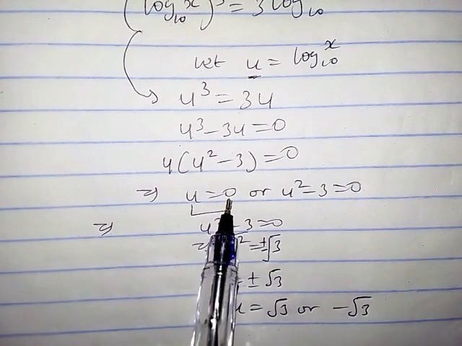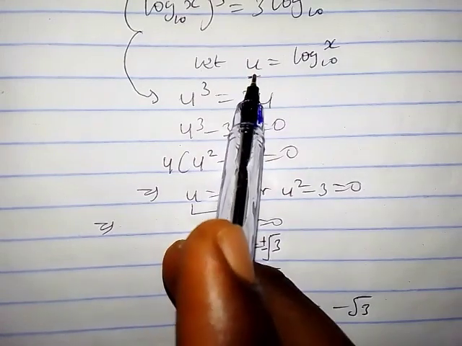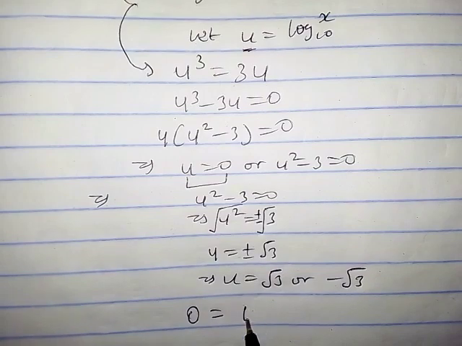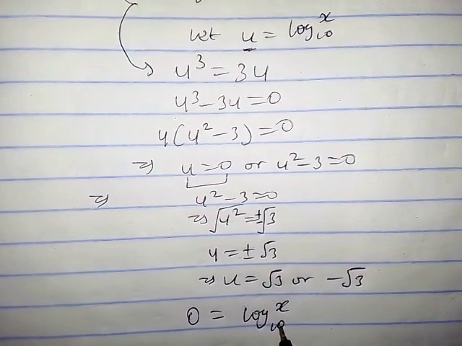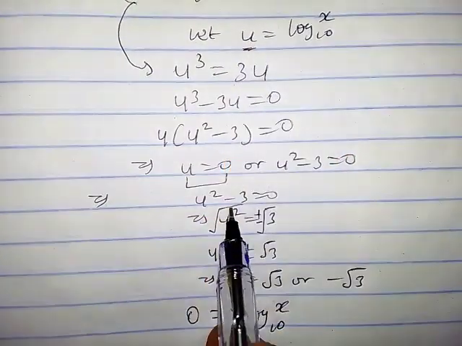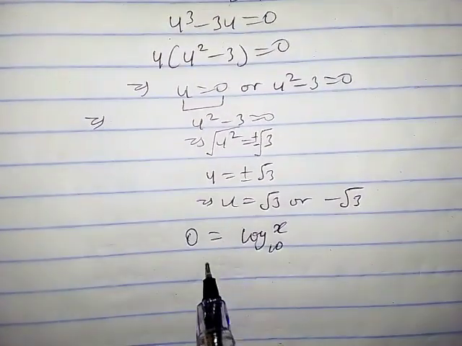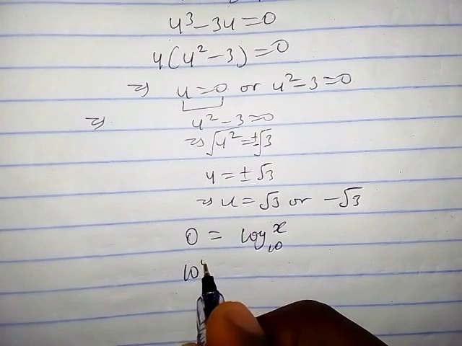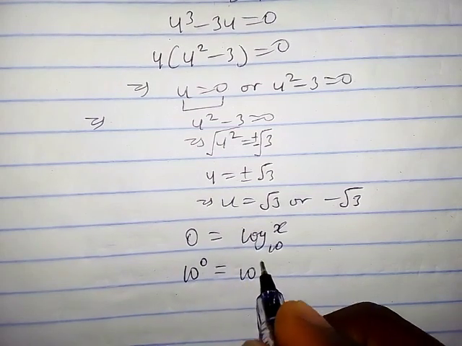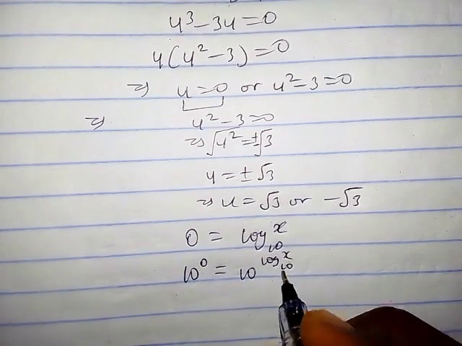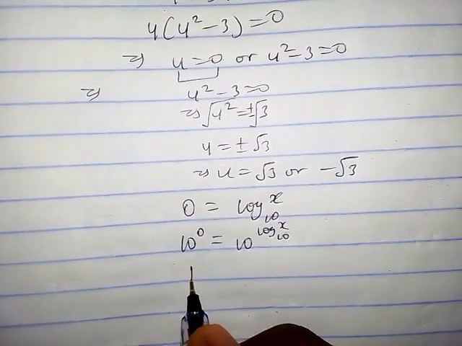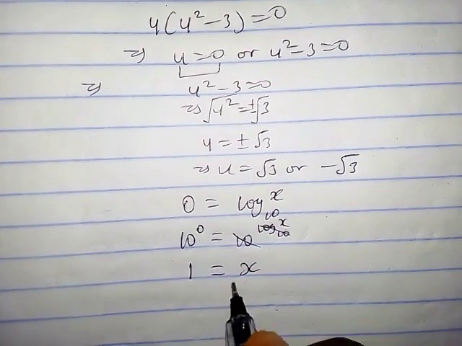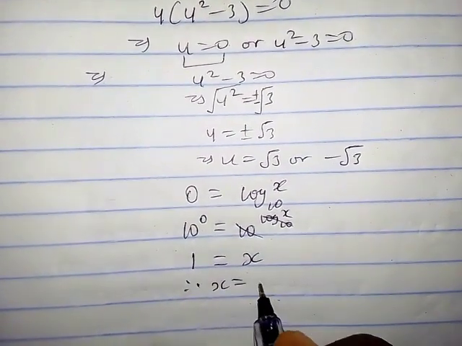When u equals 0, what do we have? We plug it in here. We have 0 equals log x base 10. Now let's take the exponential of both sides. Using 10, we have 10 raised to the power 0 equals 10 raised to the power log x base 10. 10 raised to the power 0 is 1, and this cancels the other side. Therefore x equals 1.